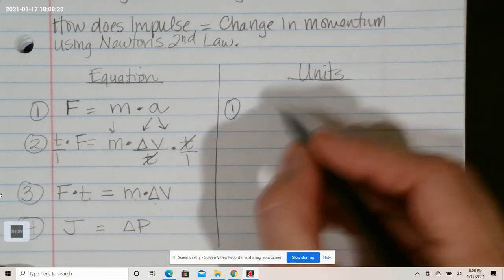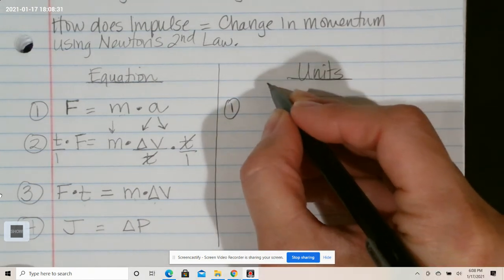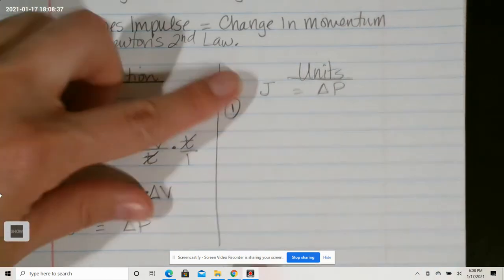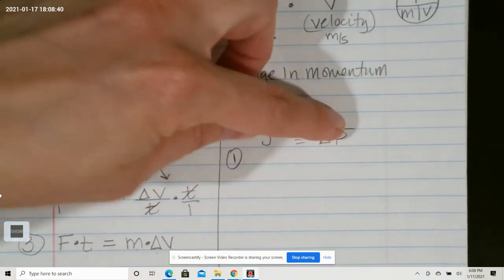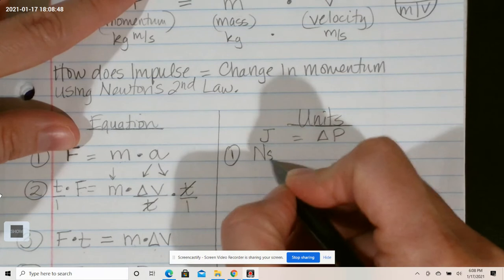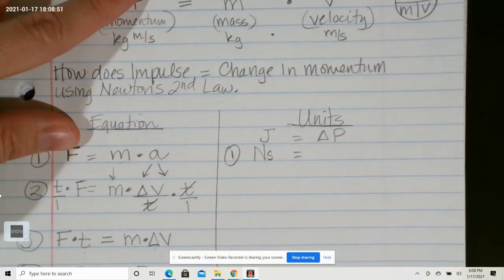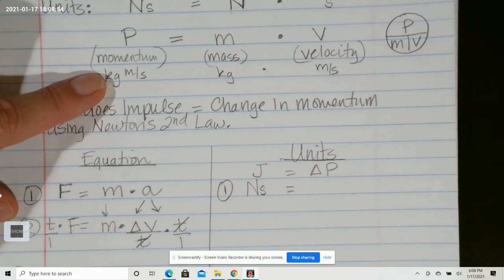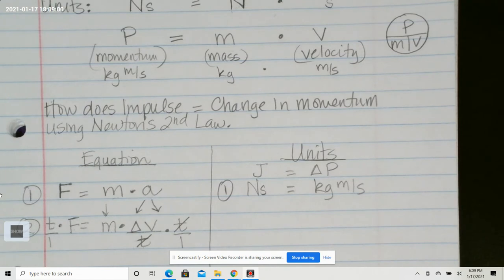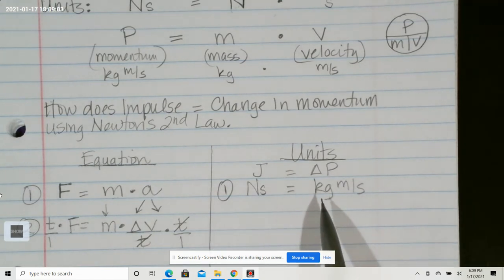We're going to start from J equals change in momentum, just because we know the units for J, which is impulse, and we know the units for momentum. So let's look up here just to see what we wrote. J is a Newton second. Okay, so it's a Newton second equals, what's change in momentum? Well, it's just momentum, the unit, kilograms meters per second. So if these equal each other somehow, we've got to figure out how in the world they equal each other. How does a Newton second equal a kilograms meters per second?